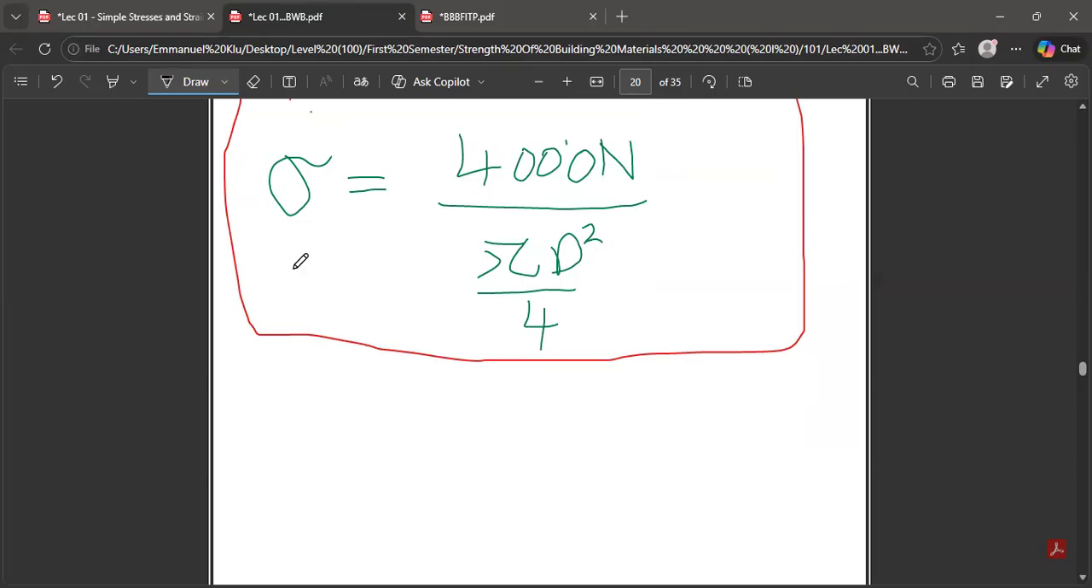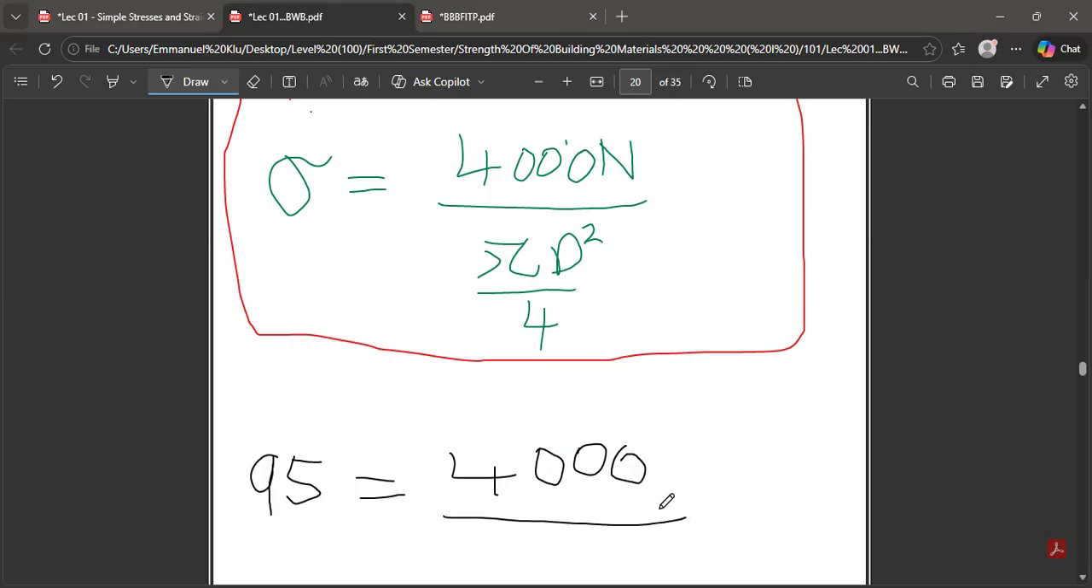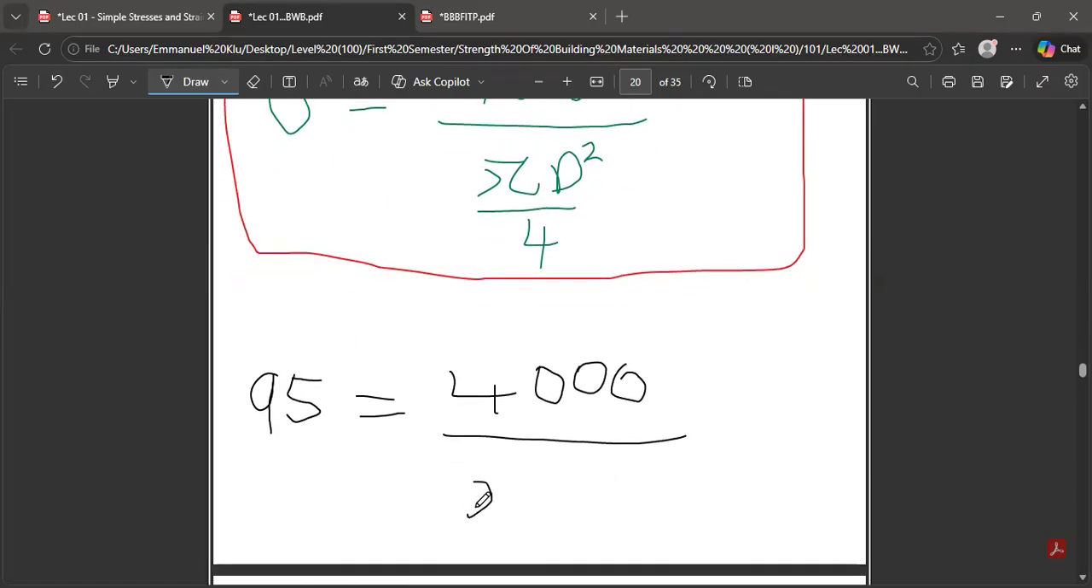What was the value for our stress? Our value for our stress we calculated was 95 Newton per millimeter squared. So 95. For the meantime, let's put the unit aside. So that is 95 is equal to 4,000 all over, let's say, pi d squared over 4.